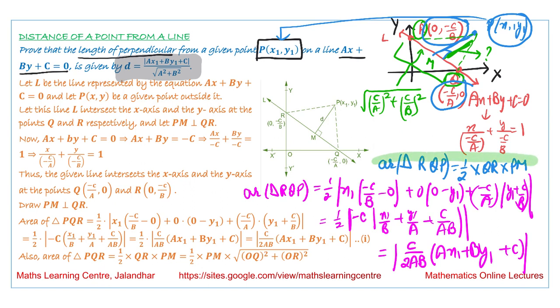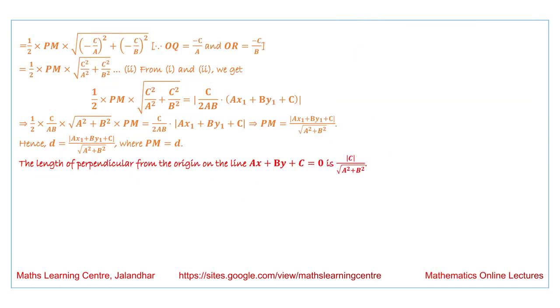So we have calculated the area of this triangle in 2 forms. One is this value, and second is this value. Now if we equate both these values, we are interested in calculating the value of PM, that is the distance, which we call d.